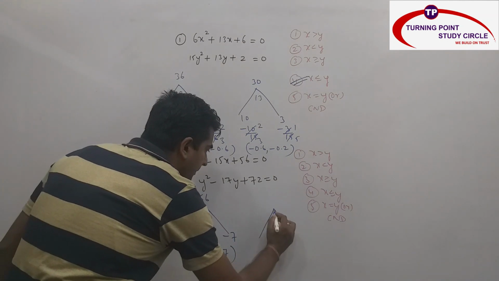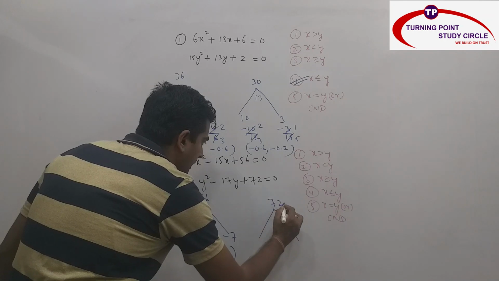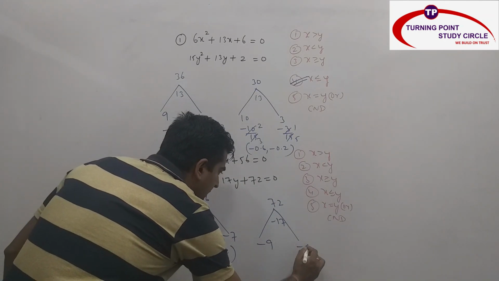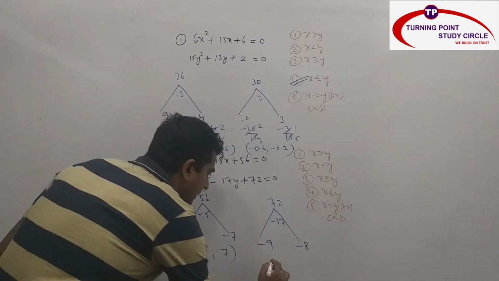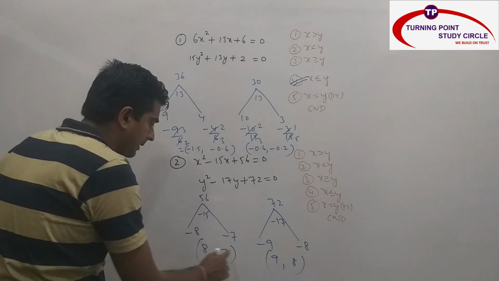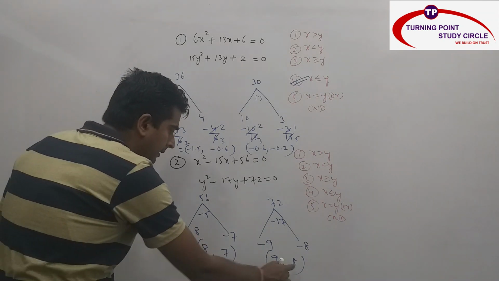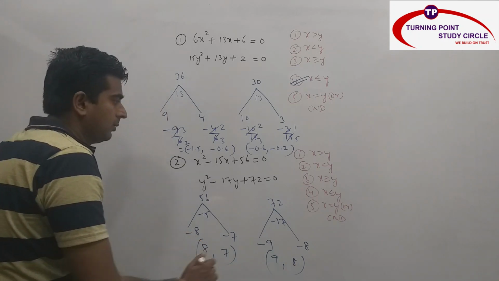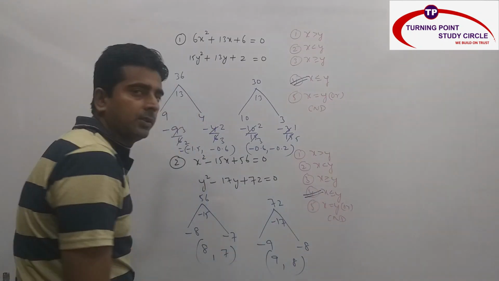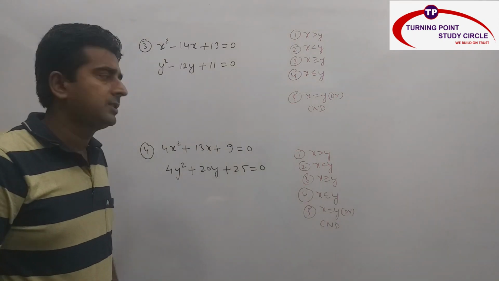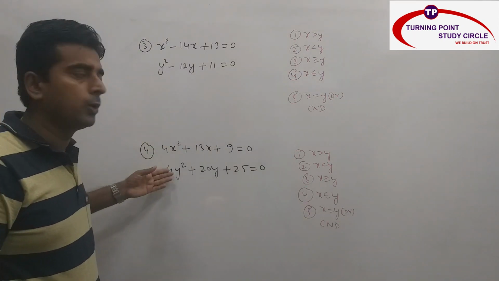For y, this is plus 72 and this is minus 17. So it is nothing but minus 9 minus 8 or minus 8 minus 9. Final answer is 9 and 8. Again you have to compare 8 and 9, 8 is less. 8 and 8 equal. 7 and 9, 7 is less. 7 and 8, 7 is less. So what is again my answer? X less than or equal to y. So I hope you are clear with the first two questions. Now we will see third one and fourth one.